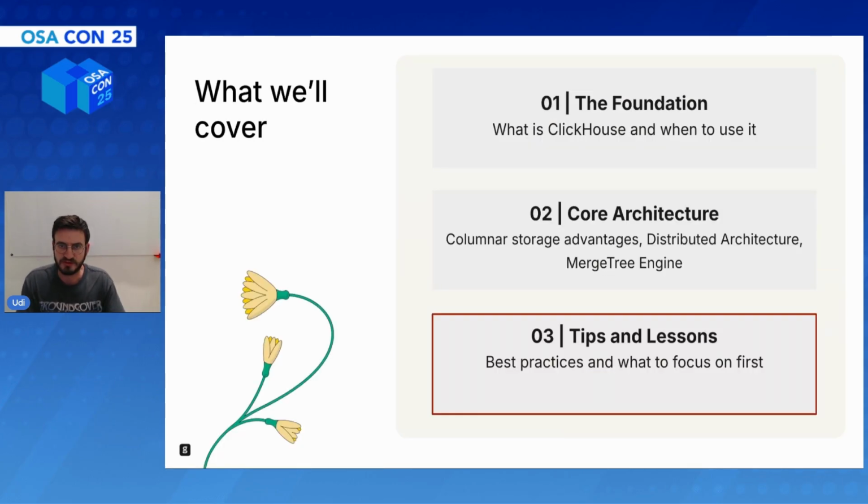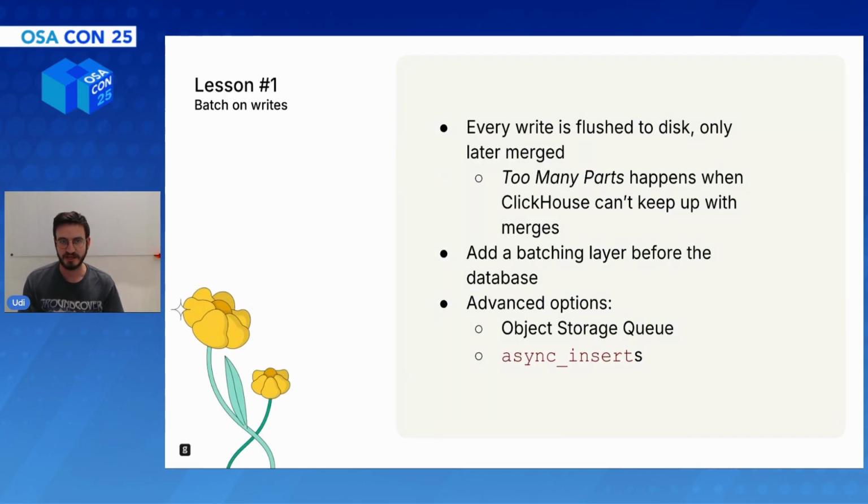Now we'll move on to some lessons we've learned along the way that I think are worth mentioning. The first one is batch on writes. We've mentioned earlier that every write is flushed to disk as a new part. When you create parts faster than ClickHouse is able to merge them, you will start seeing the too many parts error. This is a very common scenario for a lot of new ClickHouse users. To make ClickHouse's life easier, it's a very good practice to batch those writes as part of the writers and make each batch as large as possible. As few writes as possible, as large as possible.